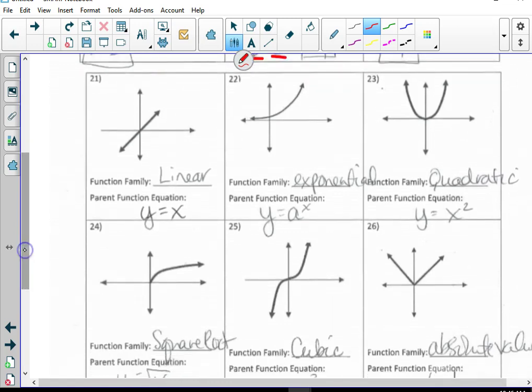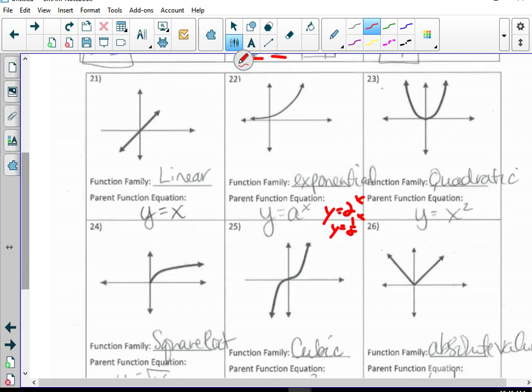Okay, function families. 21's linear, it's y equals x. This is right out of your notes. 22 is exponential, y equals a to the x. I know a lot of times we wrote 2 to the x. That's okay, but it could be that, or it could be the k. So we just use the letter a, generically.